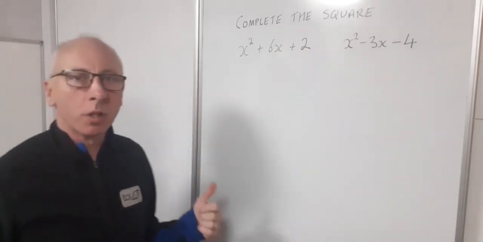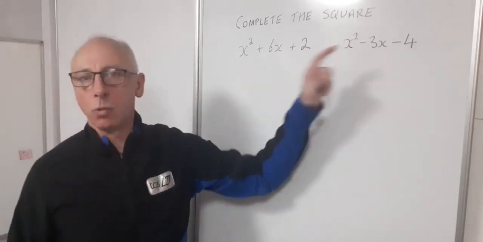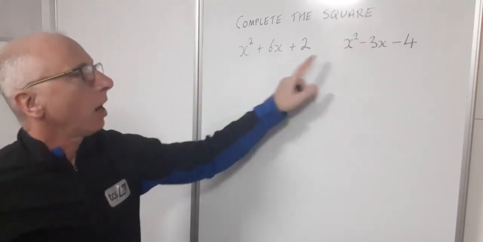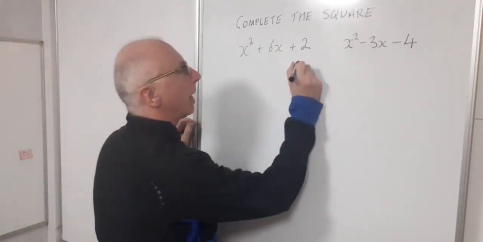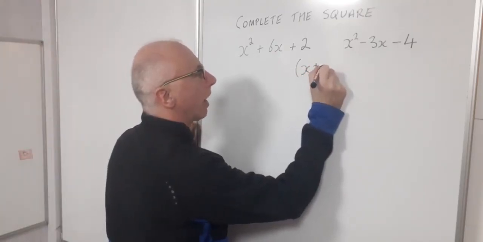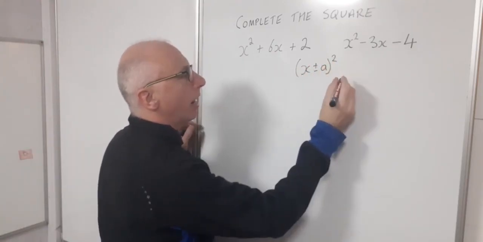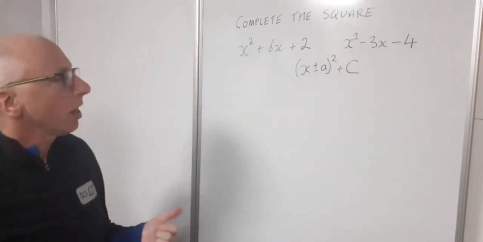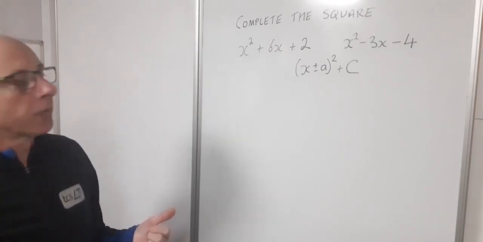So in this video we're going to complete the square with these two quadratics. What we want to try and do is get either of these in the format of x plus or minus a, squared, and then plus some constant c. That's kind of what we're trying to do here.